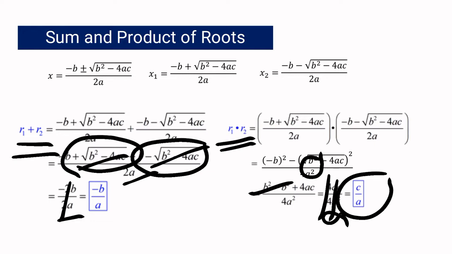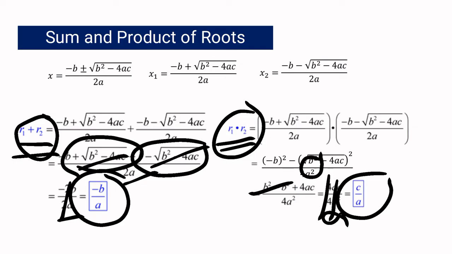Again, the only thing that you have to remember is if you get the sum of the roots, the ratio will be negative b over a. And if you are going to get the product of the roots, the ratio will be c over a.